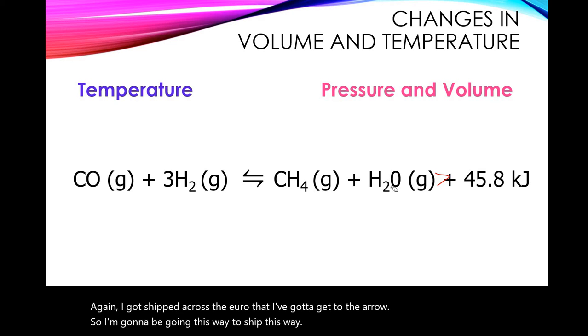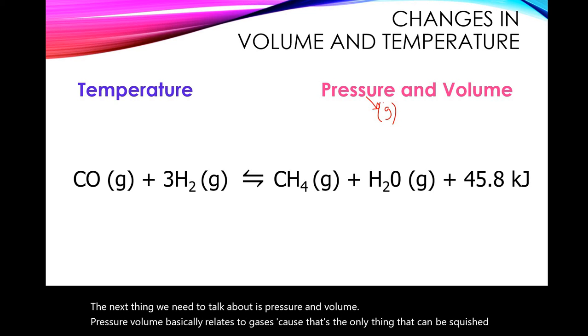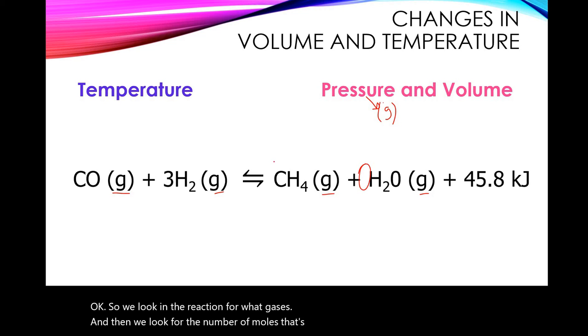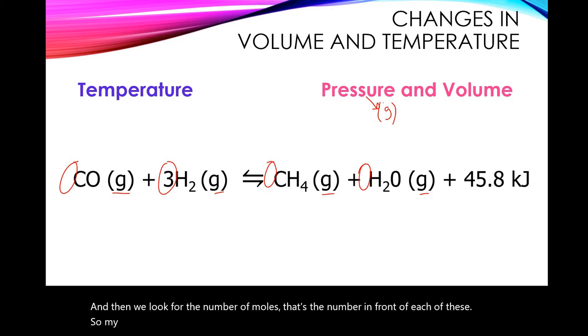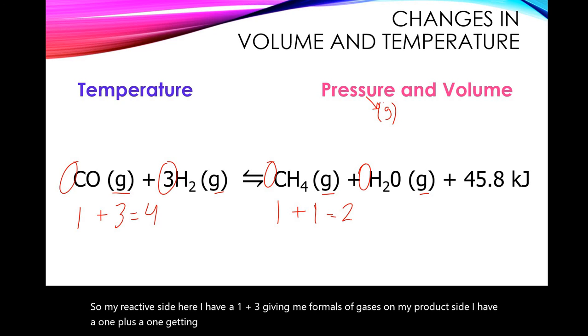The next thing we need to talk about is pressure and volume. Pressure and volume basically relate to gases, because that's the only thing that can be squished or unsquished. Okay? So we look in the reaction for what's gases. And then we look for the number of moles. That's the number in front of each of these. So on my reactant side here, I have a 1 plus a 3, giving me 4 moles of gases. On my product side, I have a 1 plus a 1, giving me 2 moles of gases.